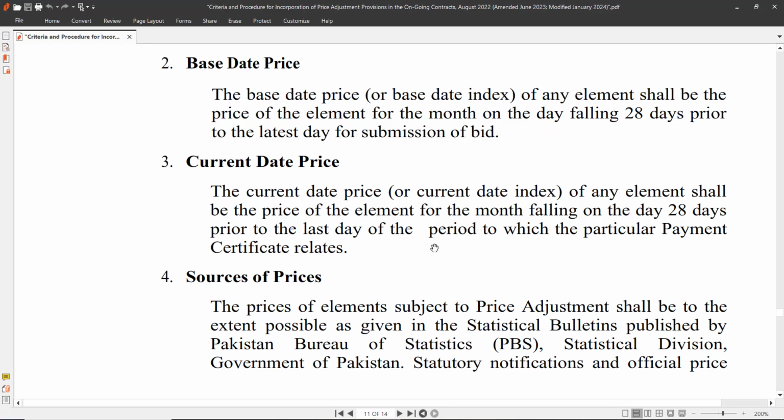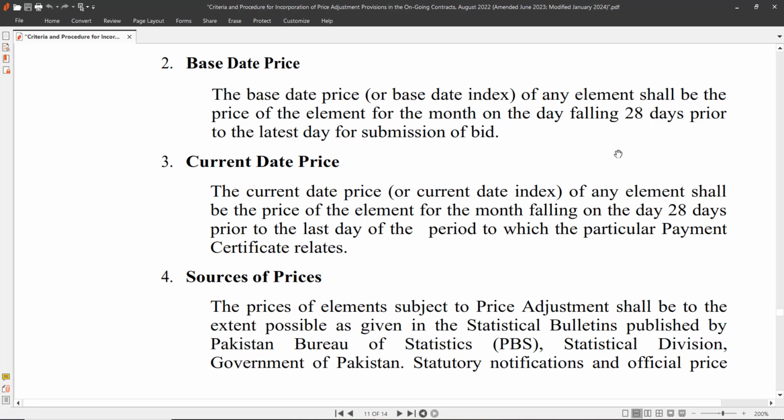Let's see its expression. The base date price has been defined like this: the base date price or base date index of any element shall be the price of the element for the month on the day falling 28 days prior to the latest day for submission of bid. If someone is submitting a bid, the closing date of the bid should be noted, and the date 28 days prior to it will be the base rate, and it will be taken from the statistical bulletins.